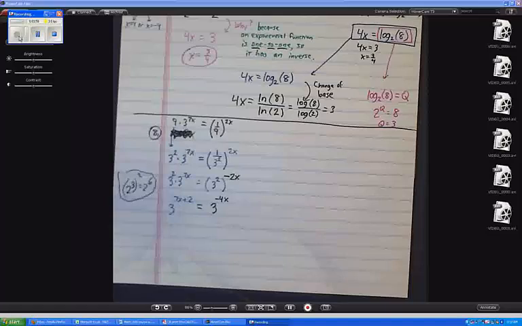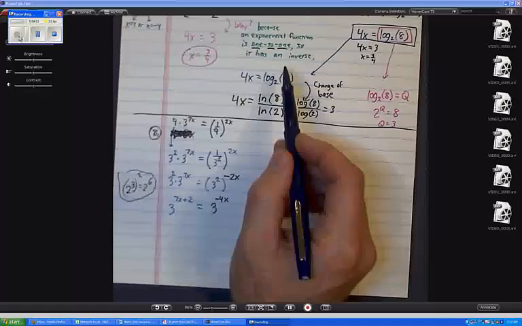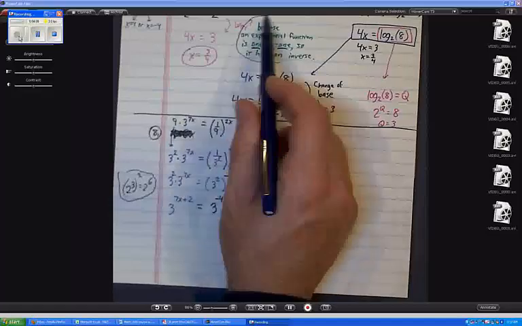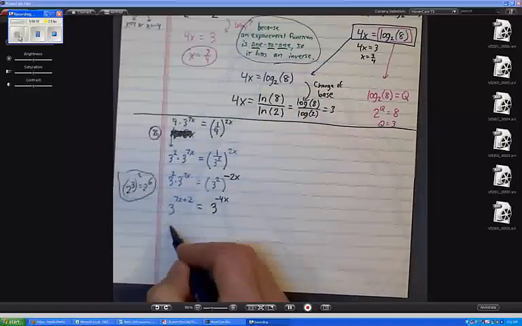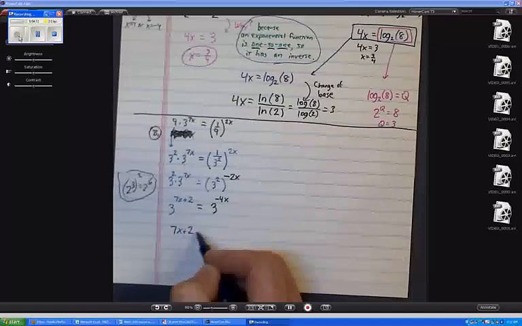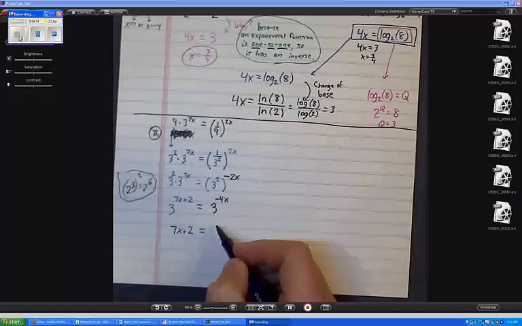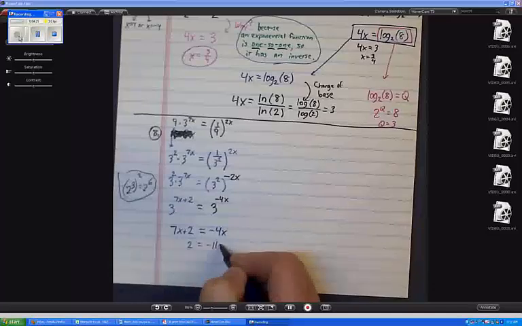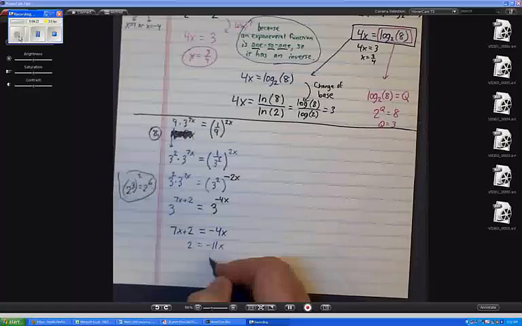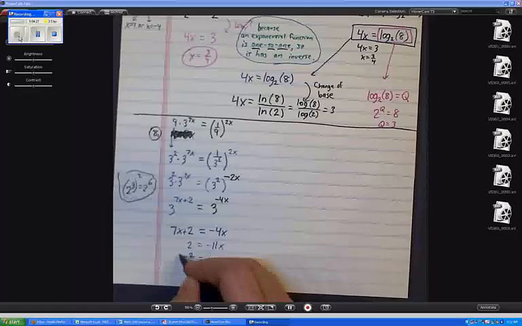But once you get this far, because the function is 1 to 1, so it has an inverse, what can I now say? Well, 7x plus 2 must equal what? Negative 4x. And from here on out, it's just solving. 2 is equal to negative 11x. So I'm getting x is equal to negative 2/11, after a lot of work.